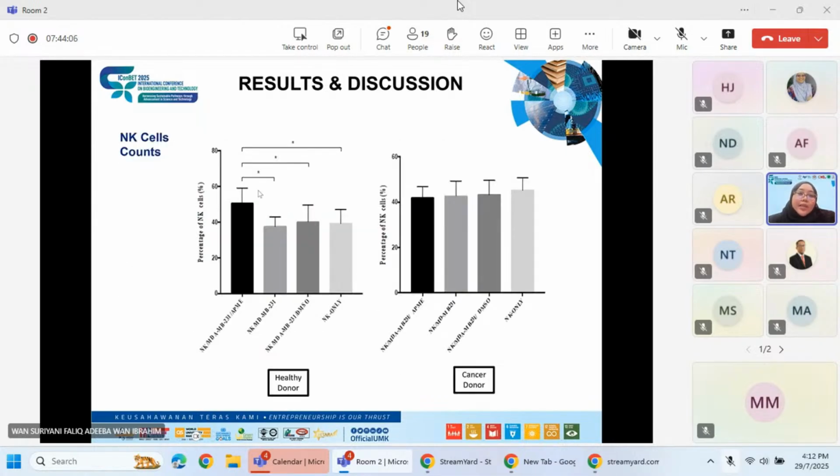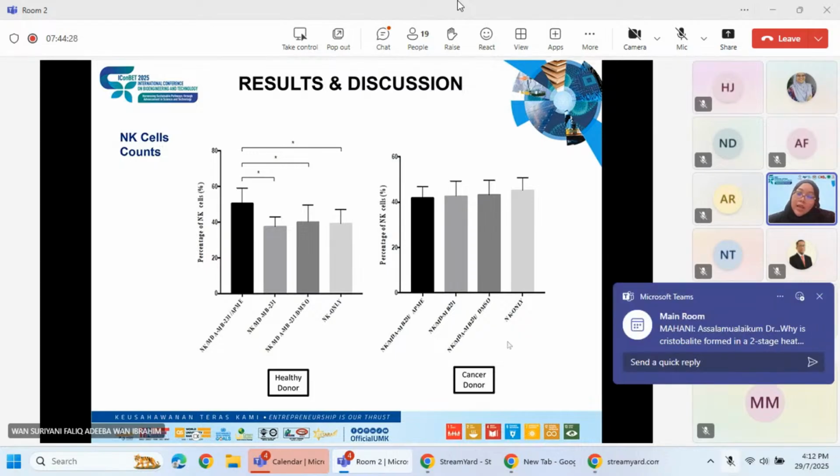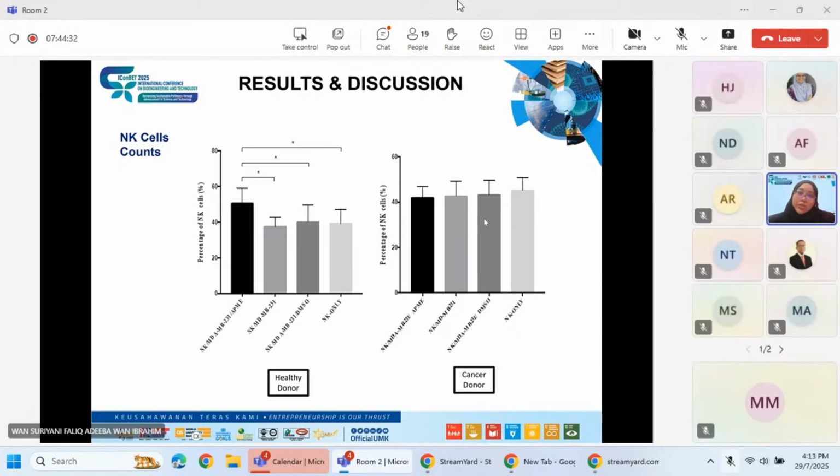Okay, so this is the NK cells count. This is in the healthy donor. So this is the first group over here, which is the NK cells with the breast cancer cells and also the extract. And these are the controls. And we can see that in healthy donor, the significant difference is within the first group, the test group, compared with the control group. However, in a cancer donor, we can't see much change.